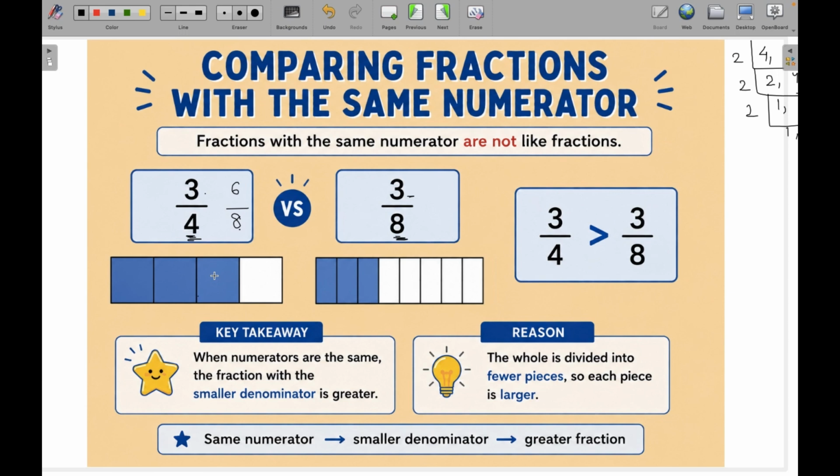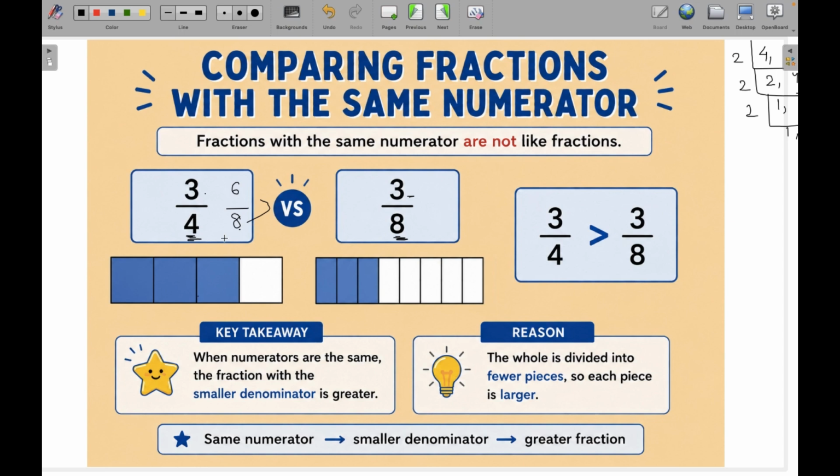Just imagine this scenario, you have a pizza. You divide it into 4 slices, and you have 3 of them. In another scenario, you take the same pizza, divide it into 8 slices, and you have 3 out of it. In which case do you have more slices or more amount? It is when you divide into 4 slices and have 3.